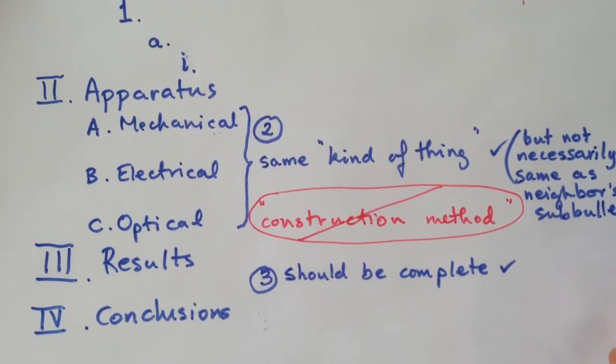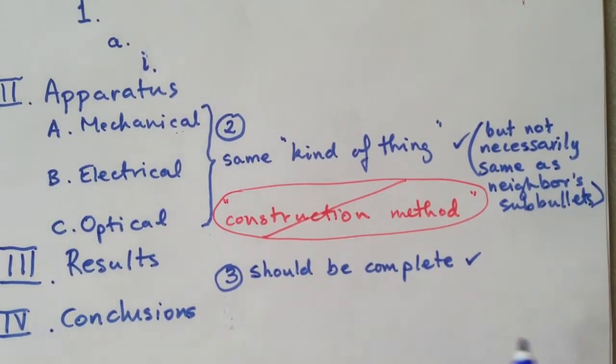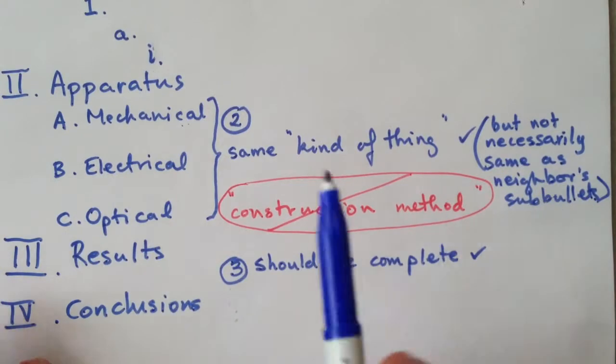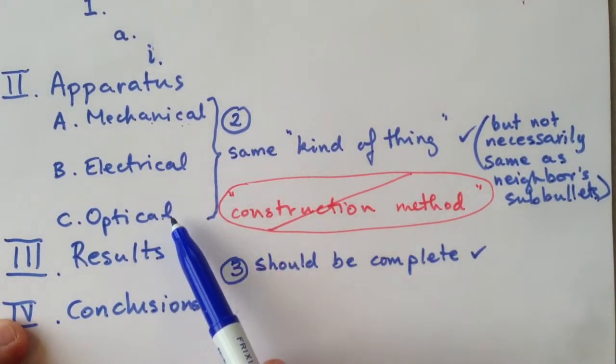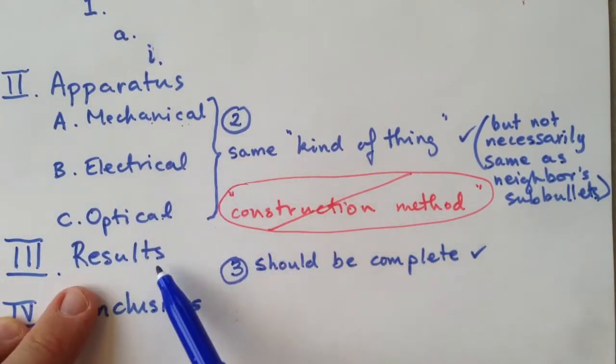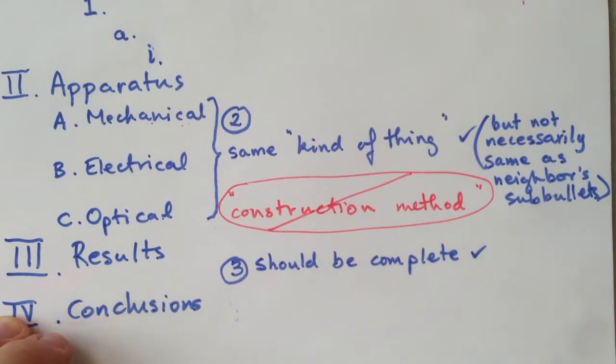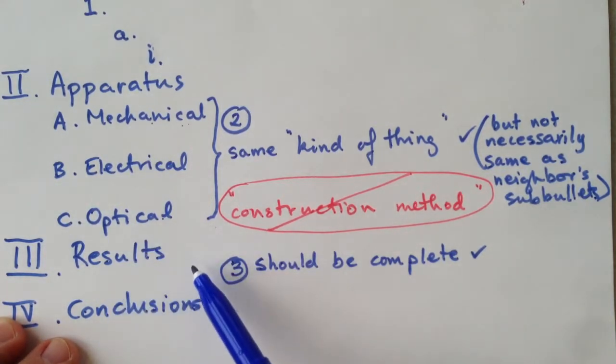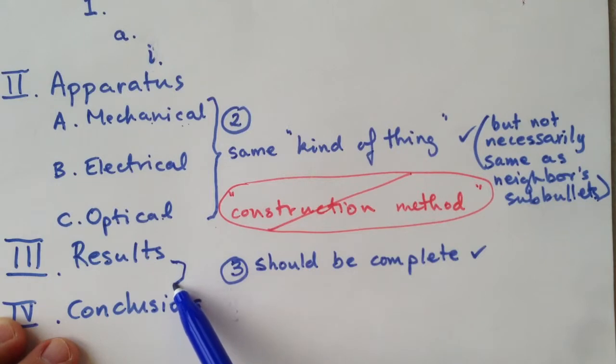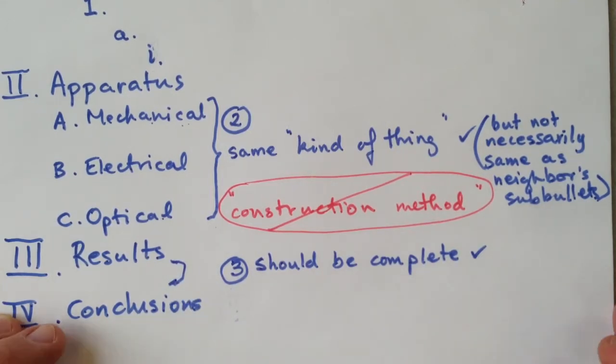So what I mean by that is that under apparatus, they need to be mechanical, electrical, and optical kinds of apparatus. But under results, I could do it very differently. I could have the results be, you know, the first week of results, the second week of results, the third week of results. So I could organize that section in a completely different way. But within each section, the sub-bullets have to be the same kind of thing. So let me just clarify that point.